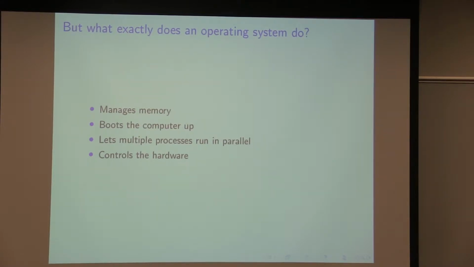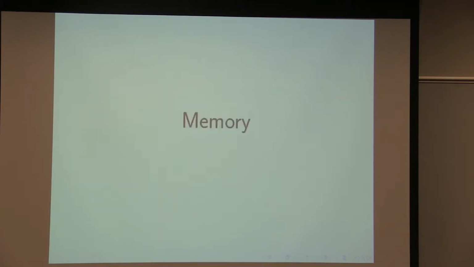The operating system will start the computer up. It'll initialize all of the hardware on your system. It'll start up drivers for all of that hardware, and it'll boot your computer all the way up to a usable interface. The operating system also handles running multiple processes at the same time. It's what makes it so you can run your browser and Vim at the same time. You're not limited to just running a single process on your computer. And then the operating system also controls the hardware of the computer.